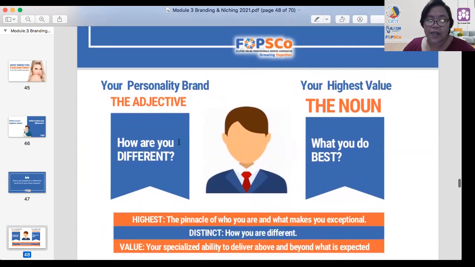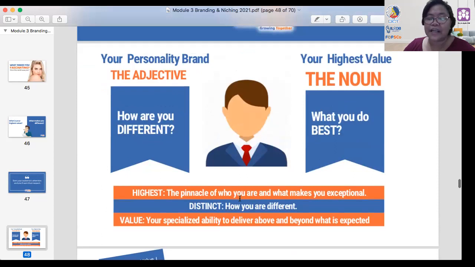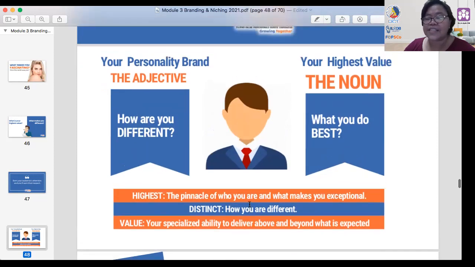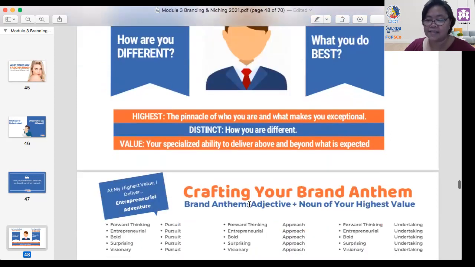So here, this is your personality brand. You get the adjective, and this is how you're going to be different, and your highest value, so what you do best. Okay. Highest is the pinnacle of who you are and what makes you exceptional. Distinct is how you are different, and value is your specialized ability to deliver above and beyond what is expected.